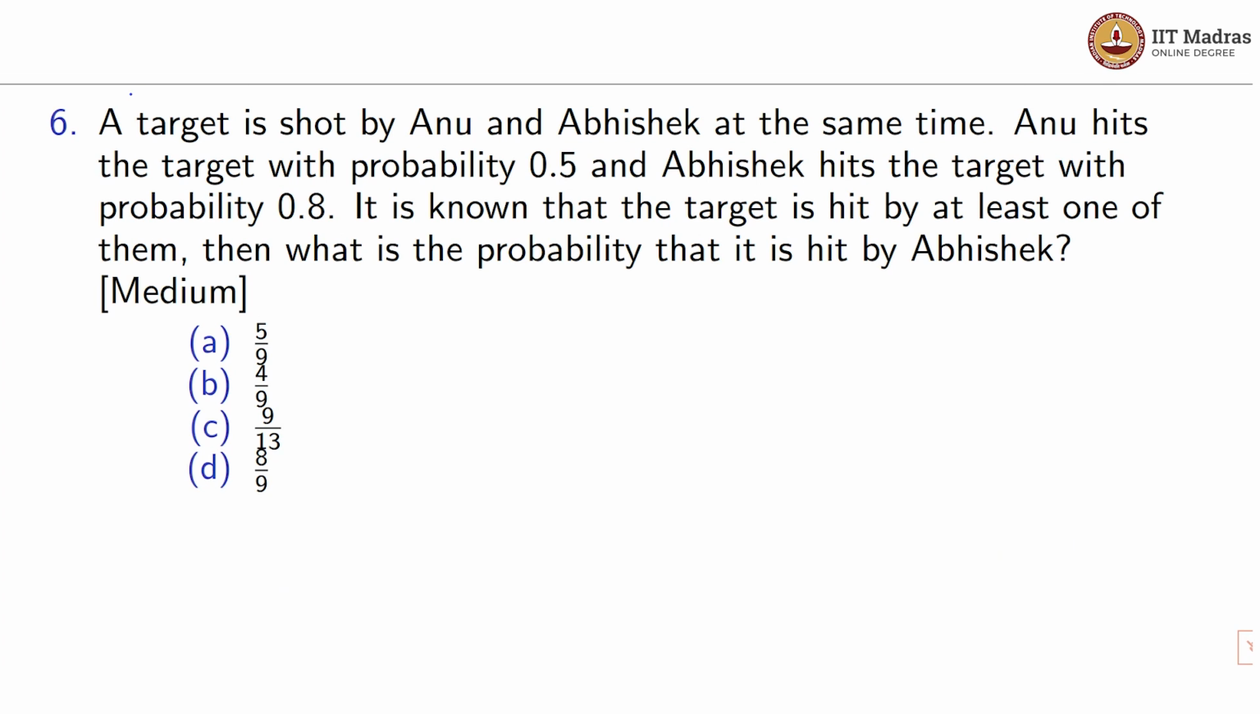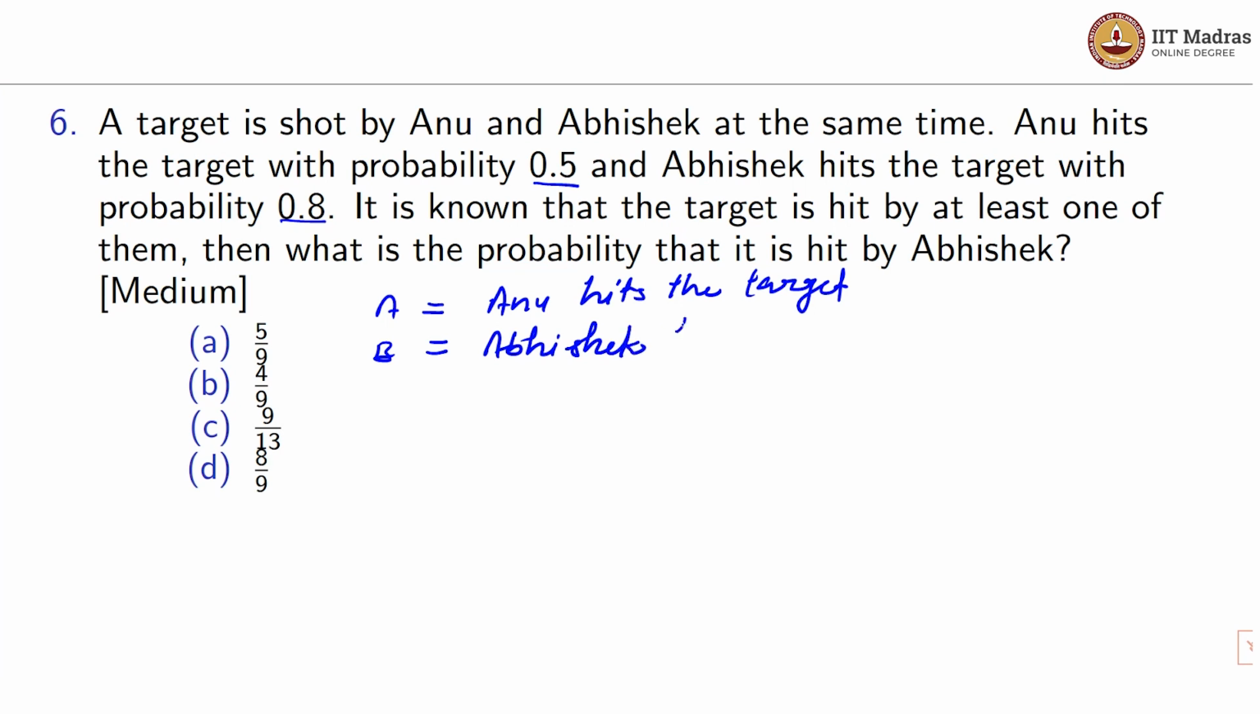Question number 6. A target is shot by Anu and Abhishek at the same time. Anu hits the target with probability 0.5 and Abhishek hits the target with probability 0.8. So let me define two events A and B. A I am defining as Anu hits the target, and B I am defining as Abhishek hits the target.